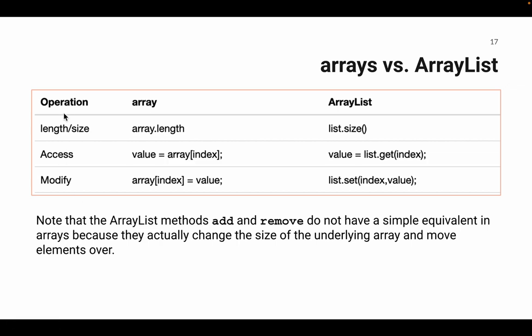So here we have our operation. If we want the length and size, we're going to do the array length, whereas in an array list, we want the list size. If we want to access and get the information, we're going to use value equals array index, and here we use the get. And if we want to modify, we're going to array index, set the value, whereas here we're going to set the list and then use the set. Note that in your array list, methods to add and remove do not have a simple equivalent in arrays because they don't actually change the size of the underlying array and move elements over.